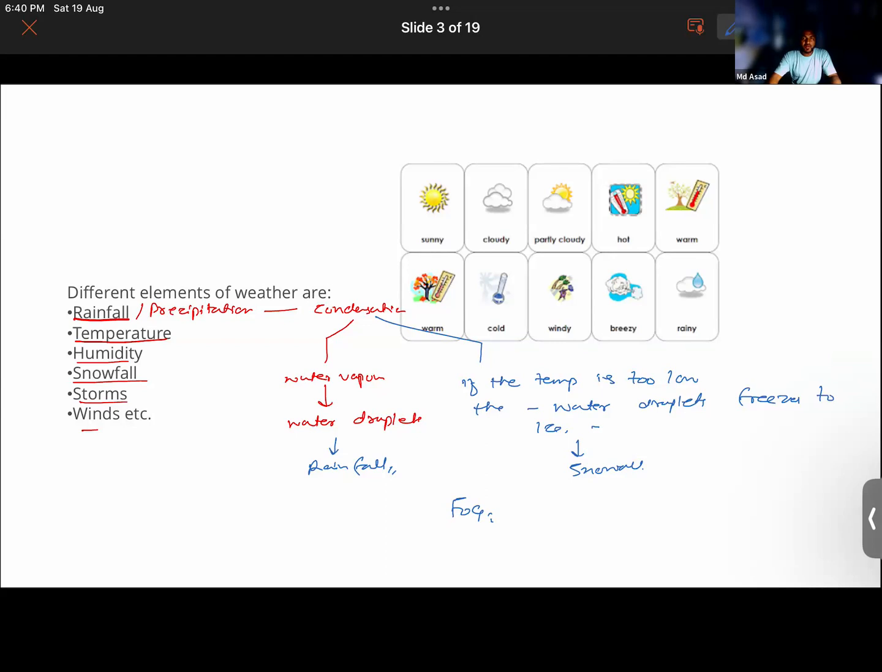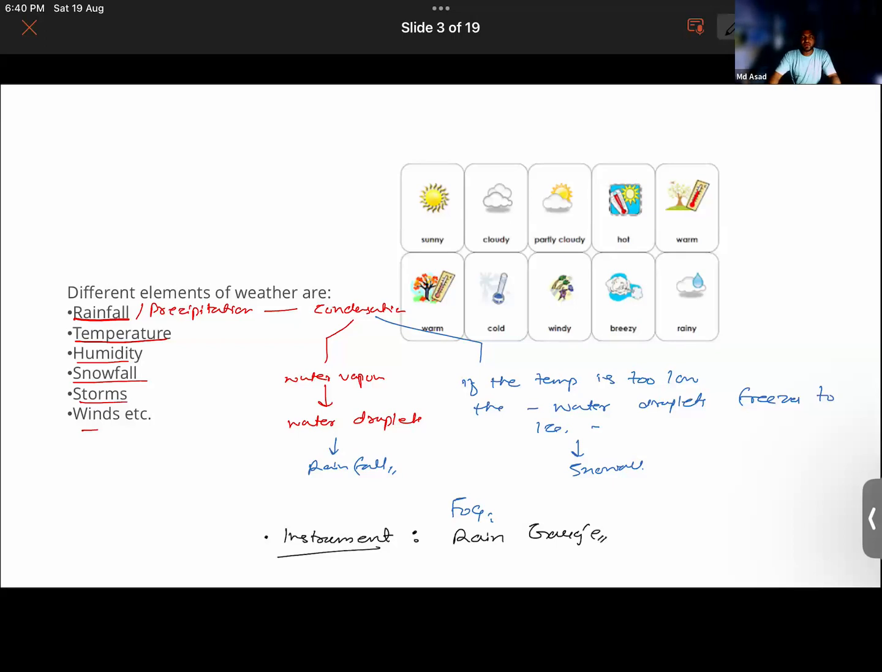Since we are talking about rainfall, we also have a certain instrument to measure the rainfall. So what is the instrument that we use to measure rainfall? Any idea, guys? Instrument used to measure rainfall. It is called a rain gauge. R-A-I-N, rain, G-A-U-G-E, gauge. Rain gauge.